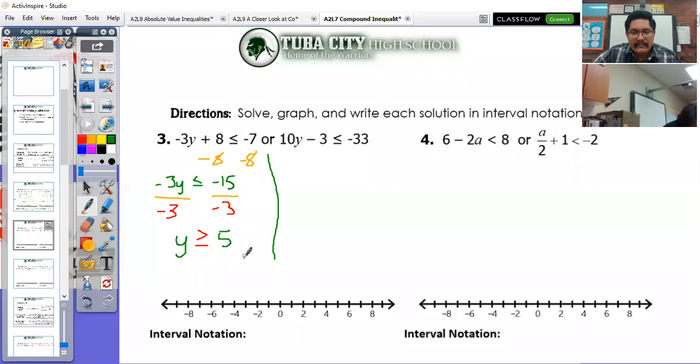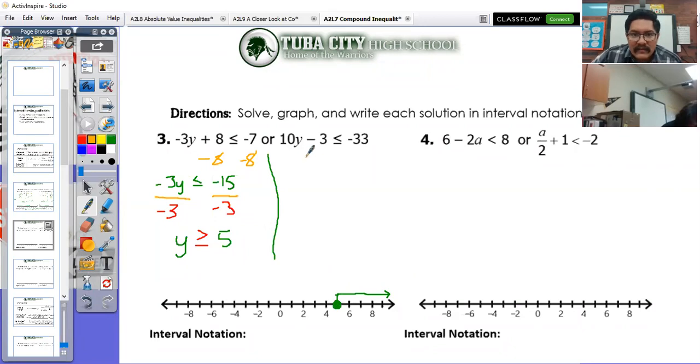Negative divided by negative is positive, and 15 divided by 3 is 5. And it leaves me with just y. And y is greater than or equal to 5. So I'm going to mark it with a closed circle to show that it is included in the solution. And I want numbers greater than 5, which if I pick 8, 8 is greater than 5. The mouth is open towards the bigger number. So we know that is the solution for that one.